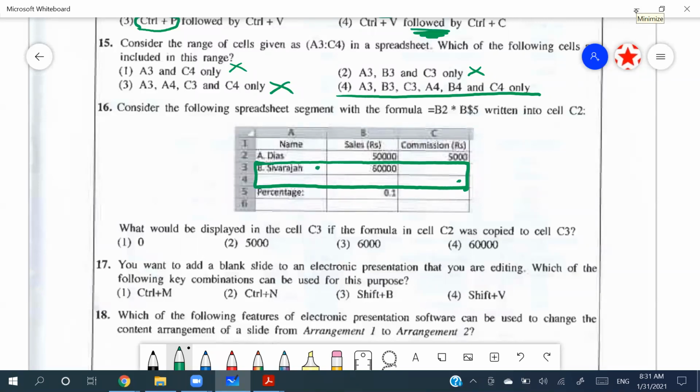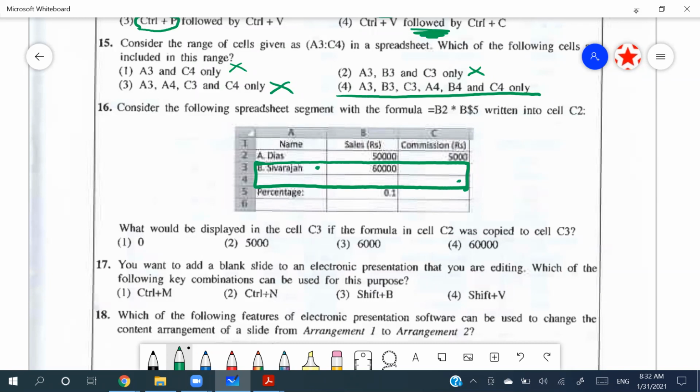And yes, no one is asked about 16th, 17th. You want to add a blank slide to an electronic presentation that you are editing. Which of the following key combinations can be used for this purpose? Like PowerPoint shortcut keys, in most of the cases we are referred with the Control key.